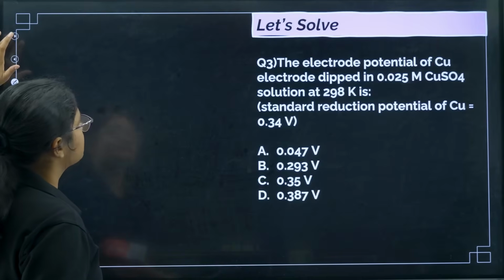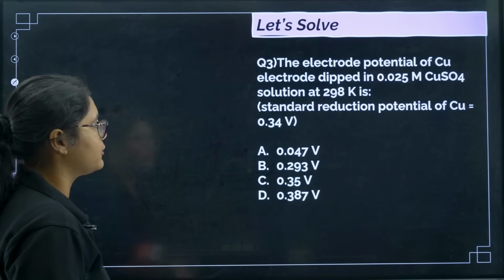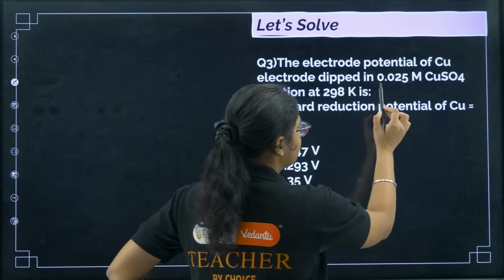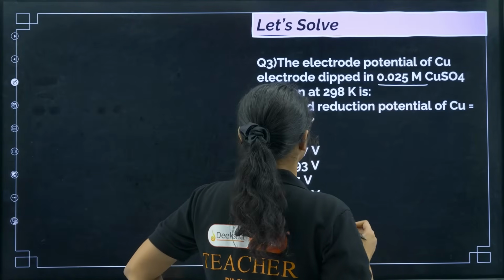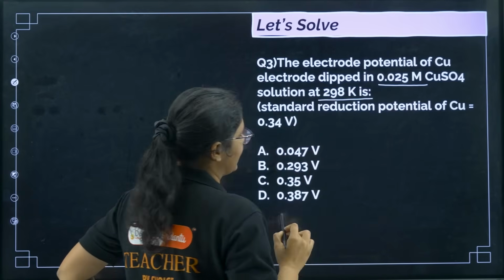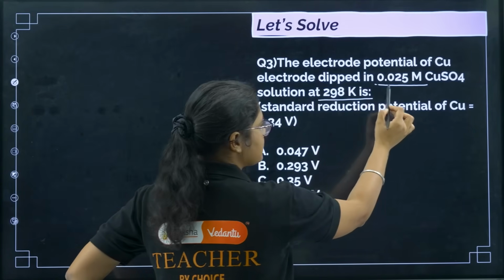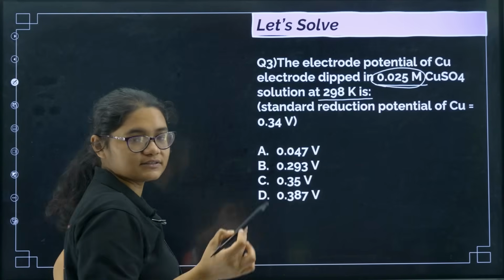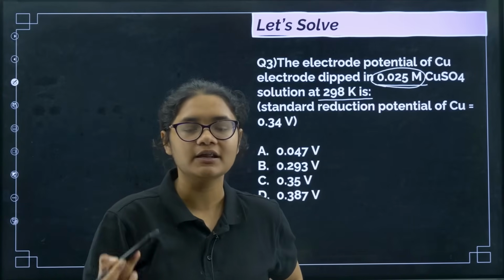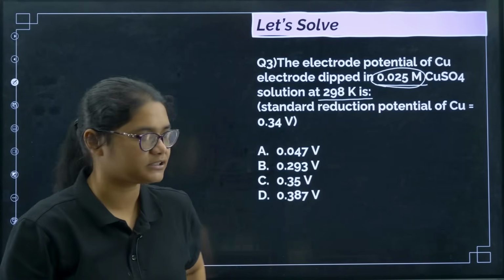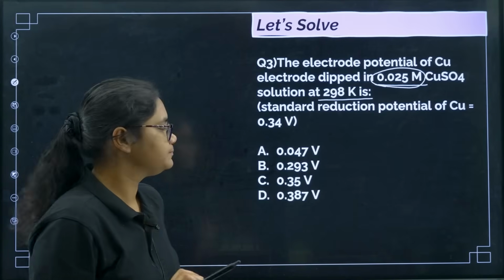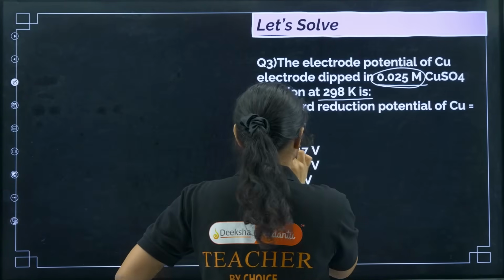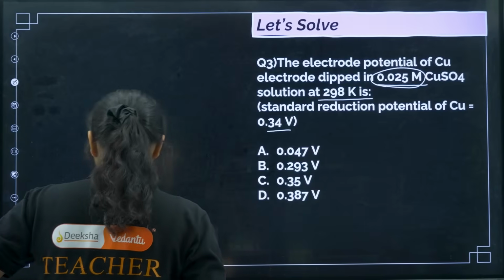Okay, next we have this question. The electrode potential of copper electrode dipped in 0.025 M copper sulfate solution at 298 Kelvin is. So you can see here the concentration is not 1 molar, so it is a non-standard condition. So we have to use Nernst equation for pure electrode. Standard reduction potential of copper is already given to us. So what is the formula?